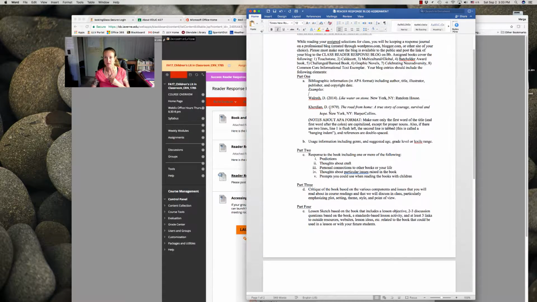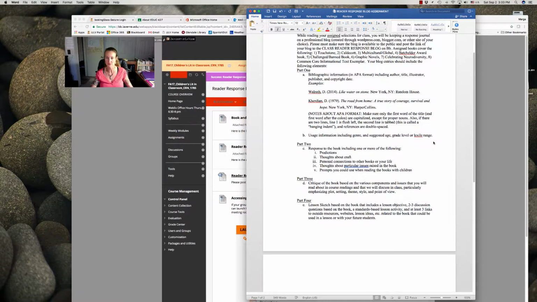Okay. Also note that if it goes into 2 lines, the first line would be flush left. The second line has what they call the hanging indent. It's tabbed. So that's Part A. Part B, describe the genre and suggested age, grade level, or Lexile range. Ideally, all 3 would be even better.